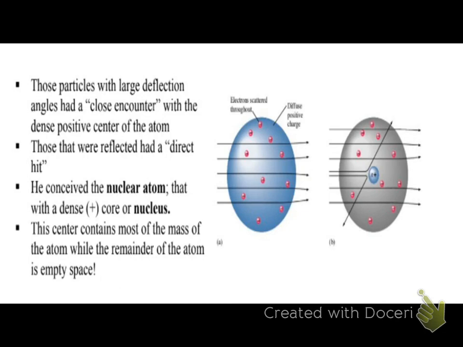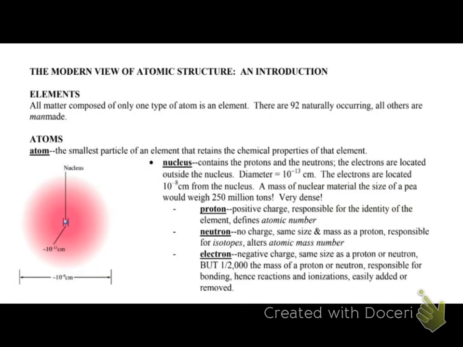Most of this mass comes from the nucleus. Where does most of the volume come from? See, y'all remember this stuff. That's why I get to go fast. All right, the modern view.